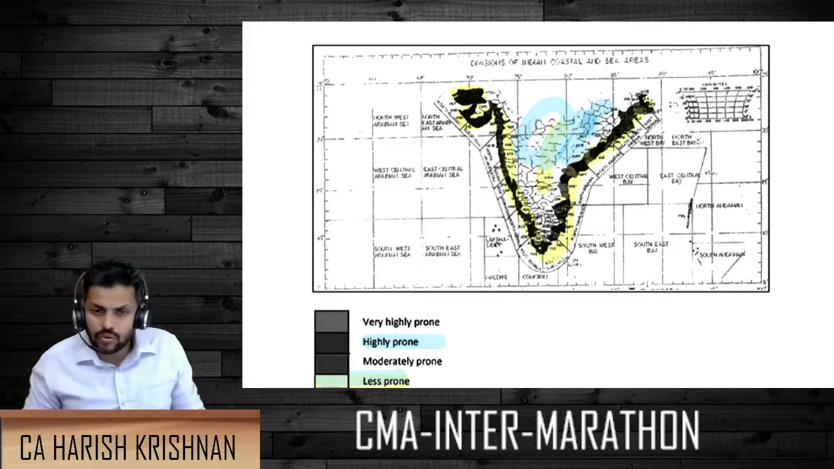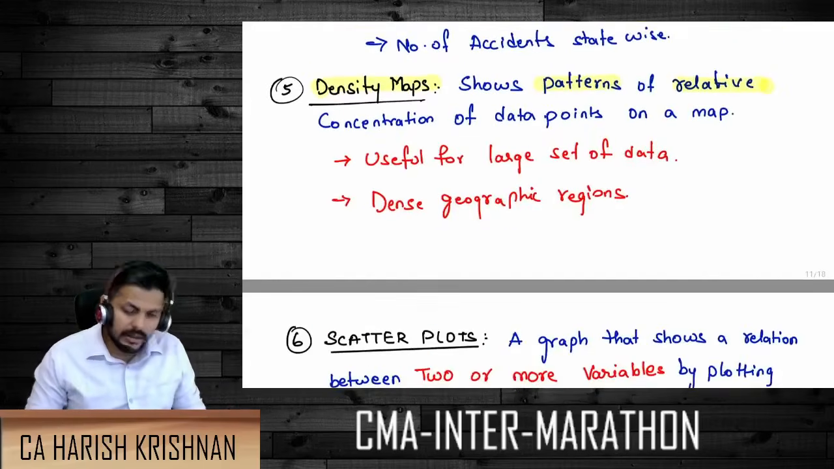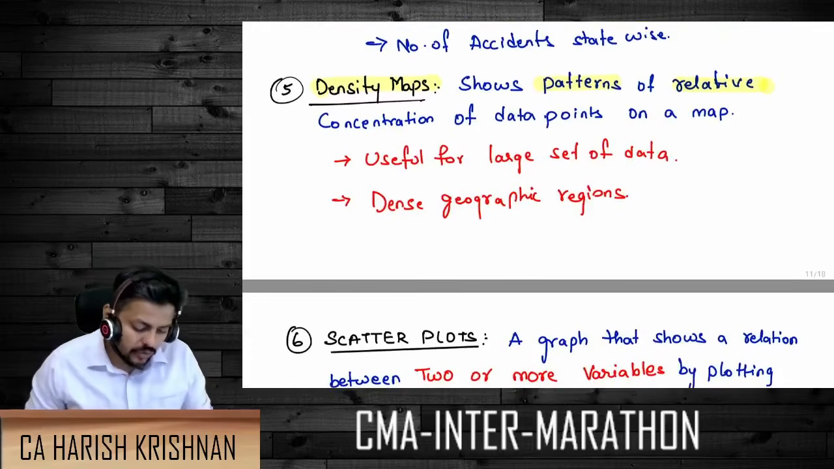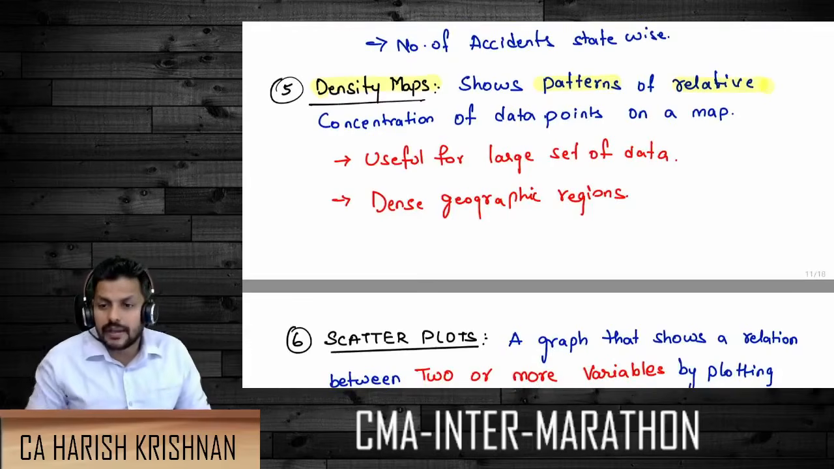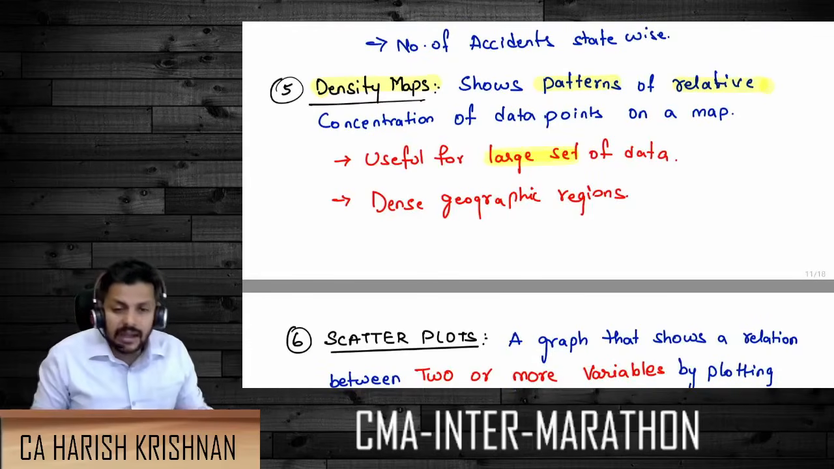density maps. So maps and density maps, both are map-based visualistic data, which will be useful for understanding the content. For example, density maps show patterns of relative concentration of various data points on a map, and it's useful for large sets of data and dense geographic regions.